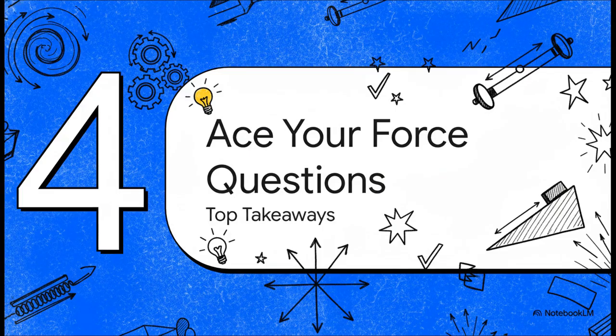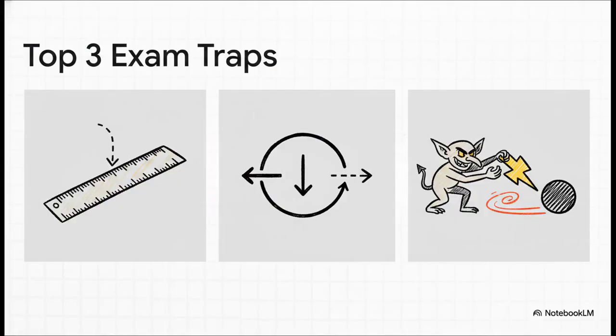Okay, let's bring it all home. I'm going to give you a super quick summary of the biggest takeaways, the things you absolutely have to remember to lock in those marks. All right, here they are, the top 3 exam traps to avoid. Number 1, the invisible weight. Please always remember to include the weight of that uniform meter rule acting at the 50 centimeter mark.